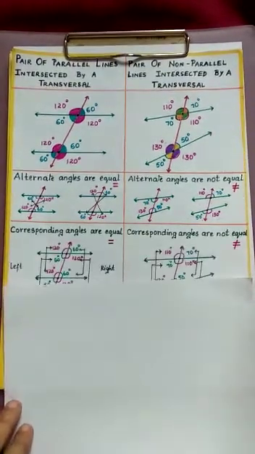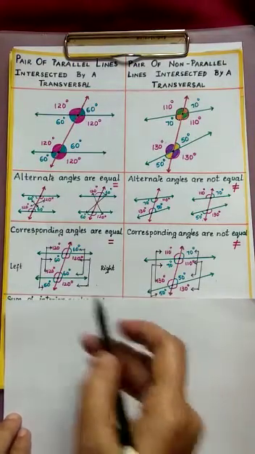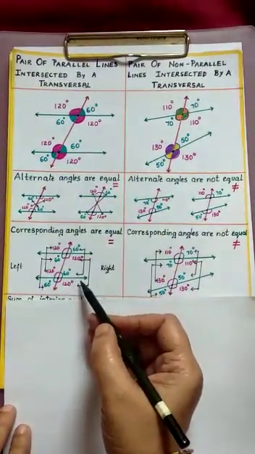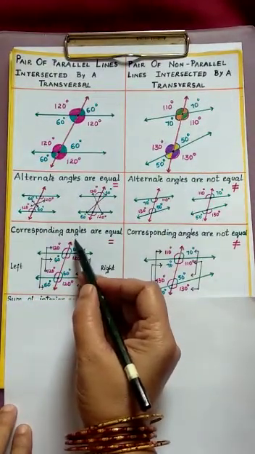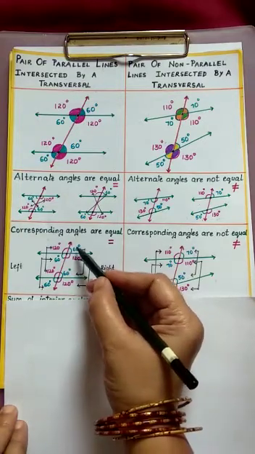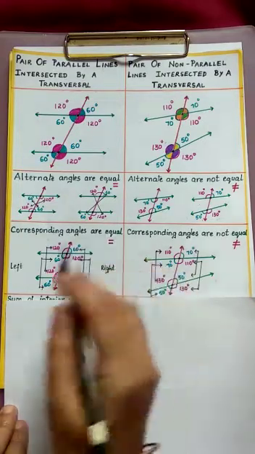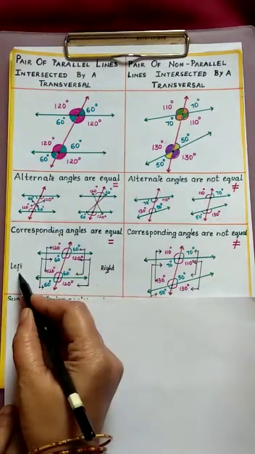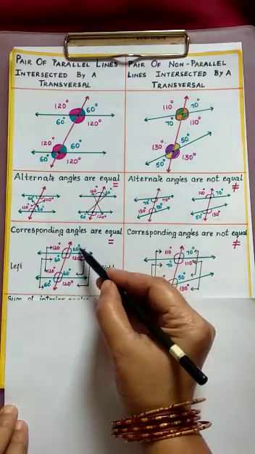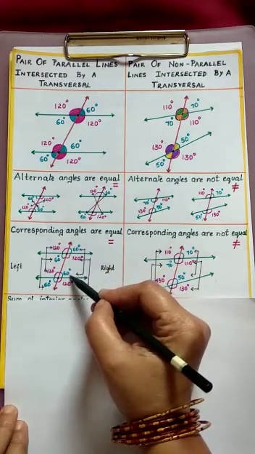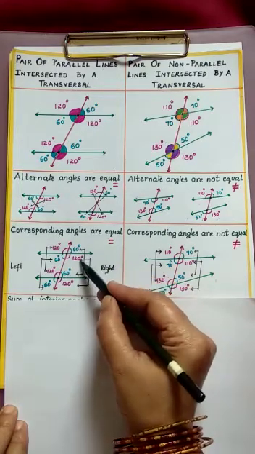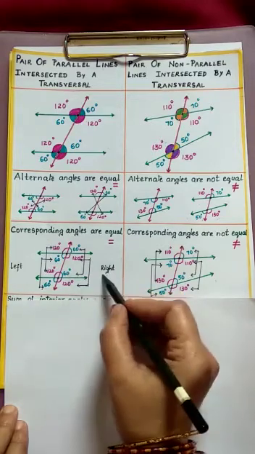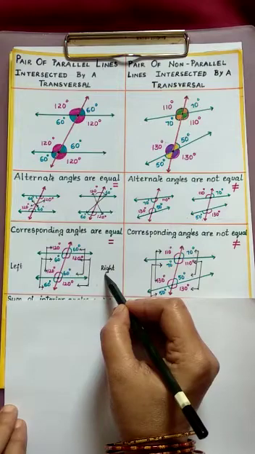Now come to the next property. Corresponding angles are equal when the parallel lines are intersected by a transversal. What do you mean by corresponding angles? A pair of angles, one exterior and one interior, on the same side of the transversal. So we have two pairs on the right side, two pairs on the left side. Now observe the angles here. 60 degrees is exterior, 60 degrees is interior, they are equal. Now here 120 degrees is interior, 120 degrees is exterior. They are equal. So on the right side, two pairs of corresponding angles are equal.